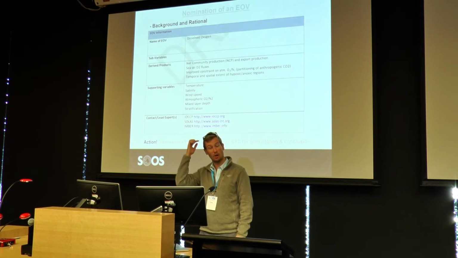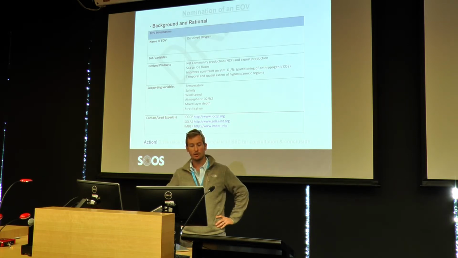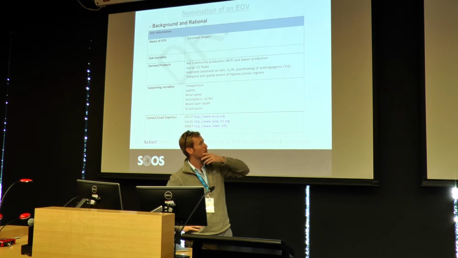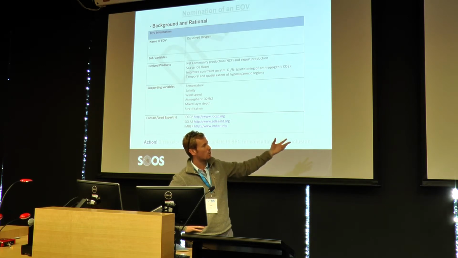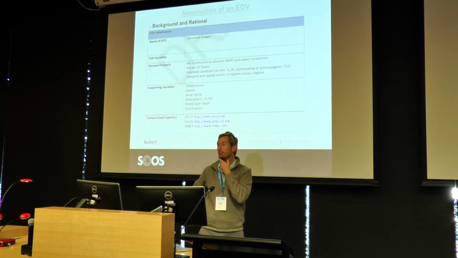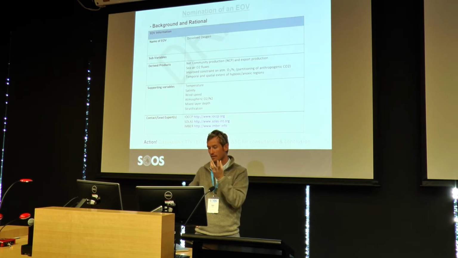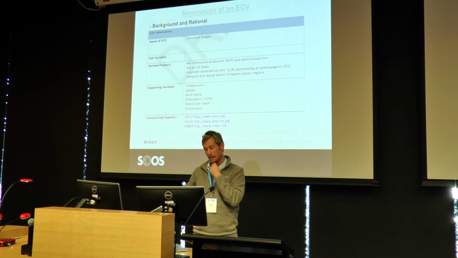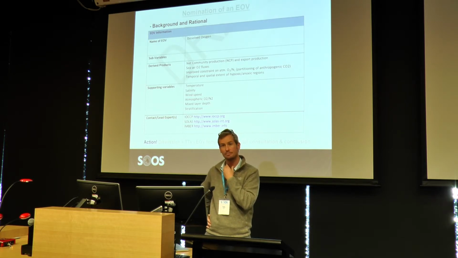If you haven't seen it, this is the template that comes out of the GOOS framework and FOOM. Each candidate EOV requires some background and rationale, and then some associated derived products and supporting variables, and who the contacts and lead people, groups or organizations associated with those EOVs would be. So the action there, again, is to discuss this further, and to have the task teams fill out these EOV templates for further consultation within SOOS. So that's really it.